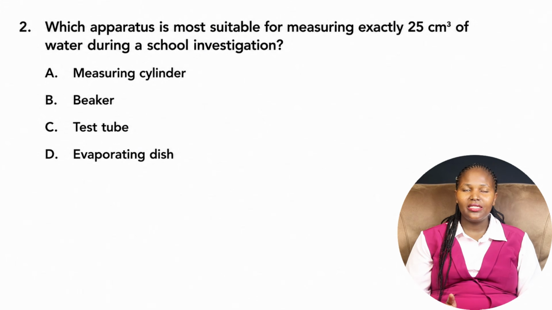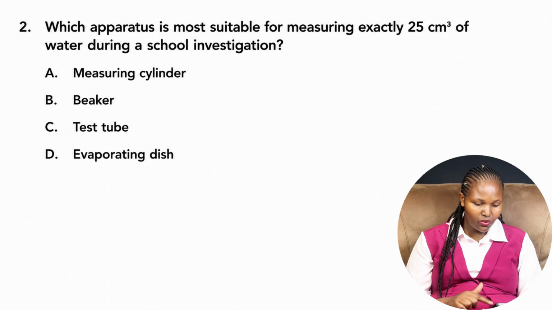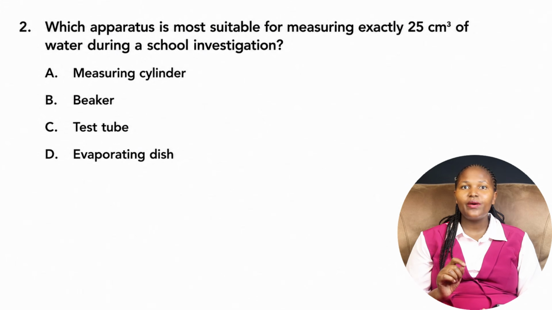And then what about a test tube? A test tube is mainly for holding or heating small samples. That is what we use test tubes for. You hold and you heat small samples. And then what about an evaporating dish? An evaporating dish is used for evaporation.